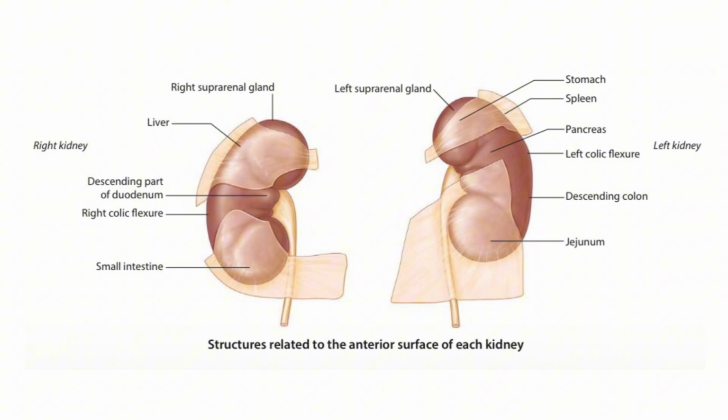When you consider the left kidney, the superior pole is related to the left suprarenal gland, and anterosuperiorly, it is related to the stomach and spleen, both being intraperitoneal. Inferiorly, it's related to the tail of the pancreas, which is retroperitoneal, the left colic or splenic flexure, and jejunal loops, which are intraperitoneal.